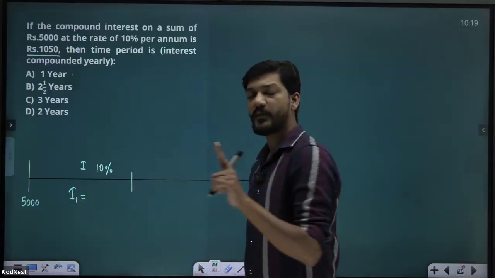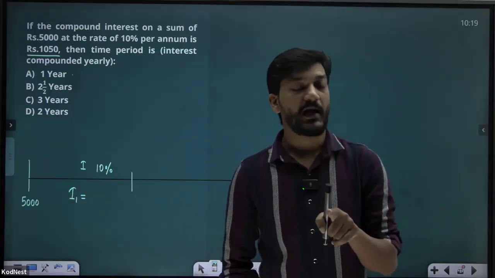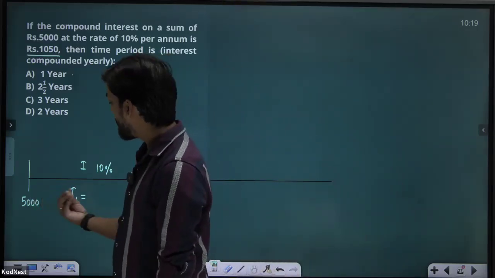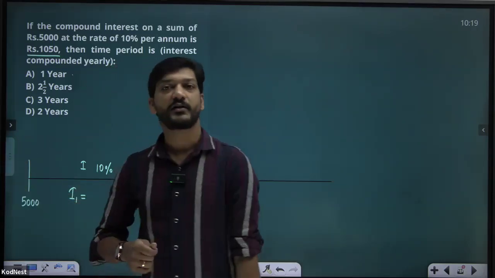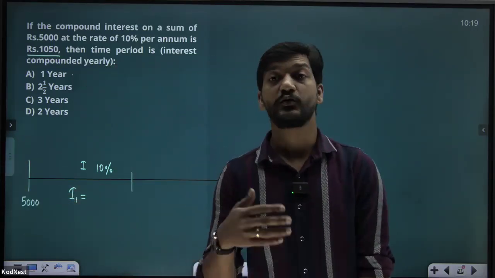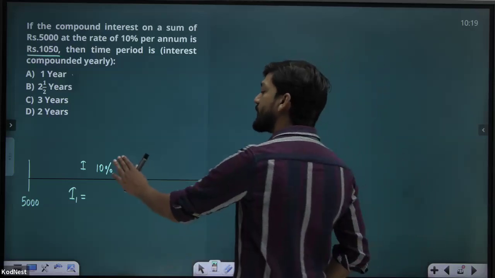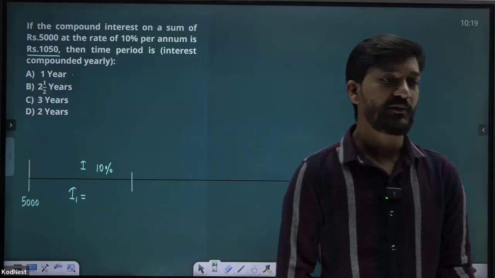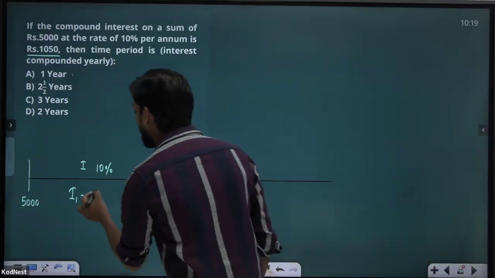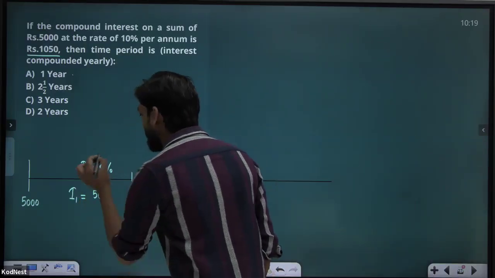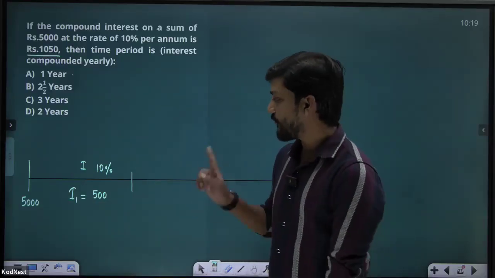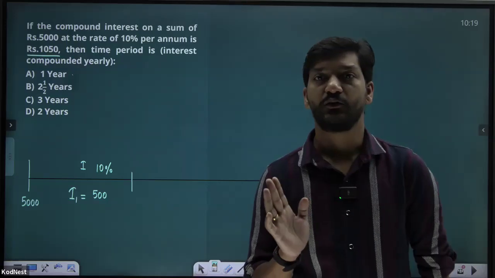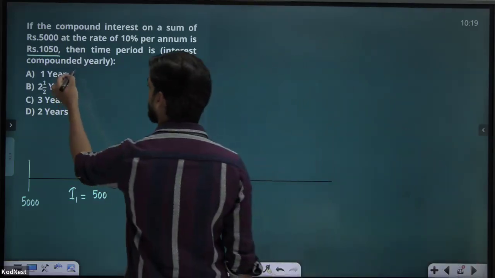Compound interest will be on two values, principal and previous interest. Do we have principal? Obviously, yes. Do we have any previous interest? There is no previous interest because it is the first year, so there is no previous year. So 10% of principal, how much? 10% of principal, 500 rupees. So now total interest of 1 year, is it 1050? No. So time is not 1 year for sure.